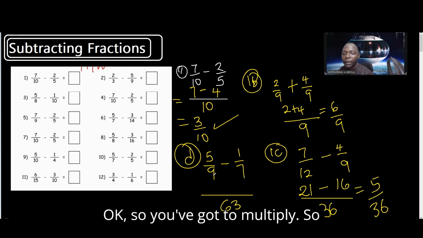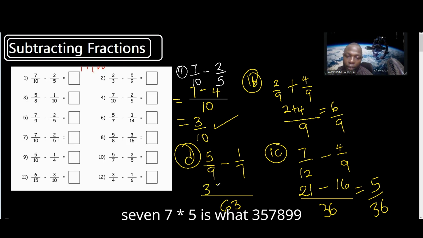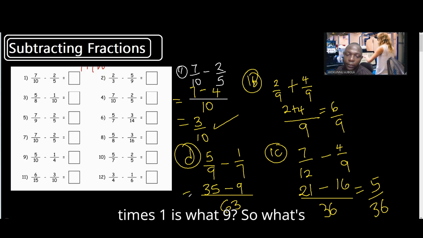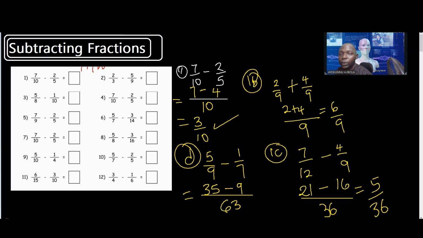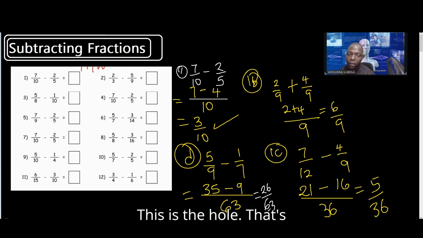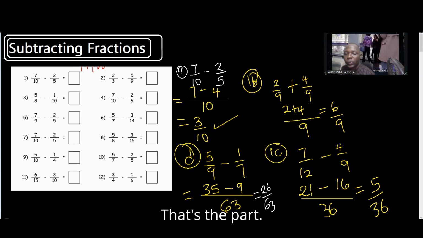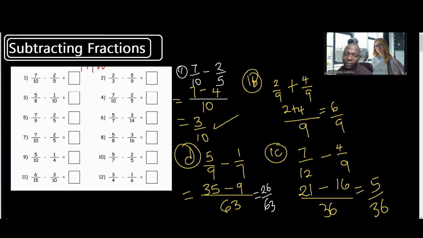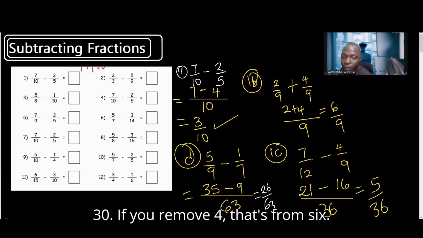So you've got to multiply. So 9 here, 9 here, 7. 7 times 5 is what? 35. 7 here, 9. 9 times 1 is what? 9. So what's the answer to this one? What is 35 minus 9? 26. If you remove 5, that's 30. If you remove 4, that's 26.